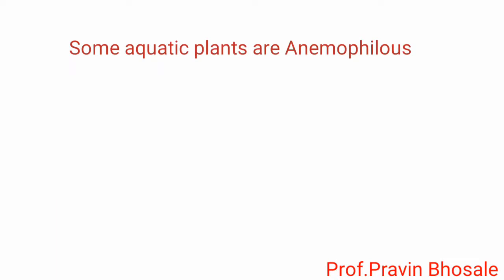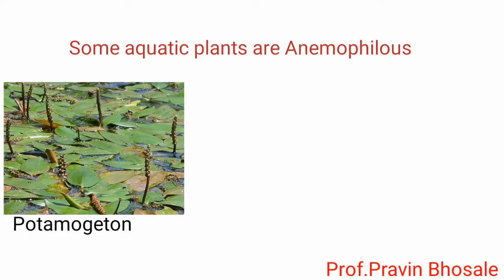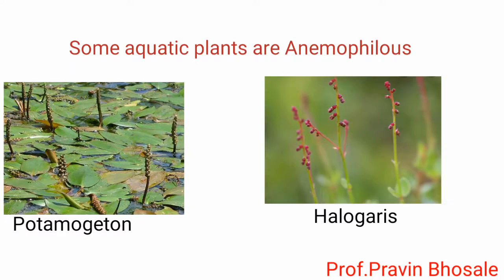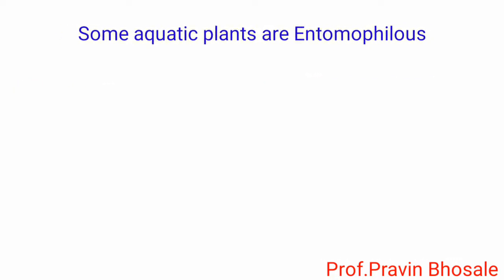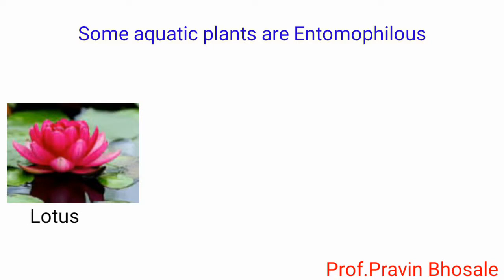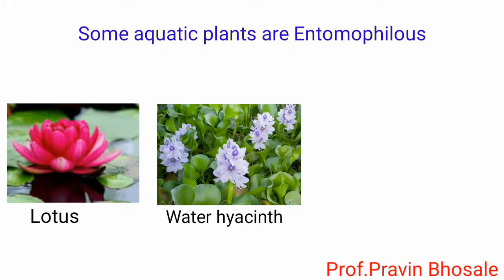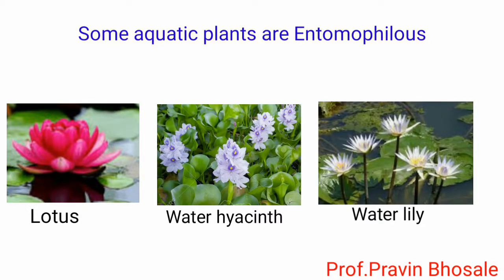Some aquatic plants are Anemophilous. Example: Potamogeton and Halophila. Some aquatic plants are Entomophilous. Example: lotus, water hyacinth, water lily.